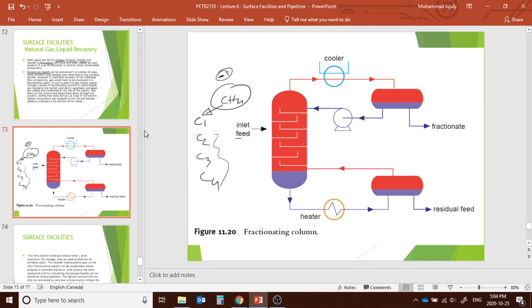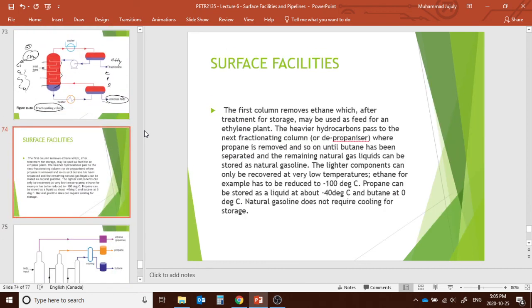So based on the characteristics of its evaporation, we use this fractionating column, with the heater at the bottom and the cooler at the top, and that's how we can fractionate. The residual fluid is fed on to fractionate the methane, ethane, propane, and butane, and residuals. The first column removes methane, then it removes the ethane, then the propane, and then butane, and if there is any gasoline, it removes that too.